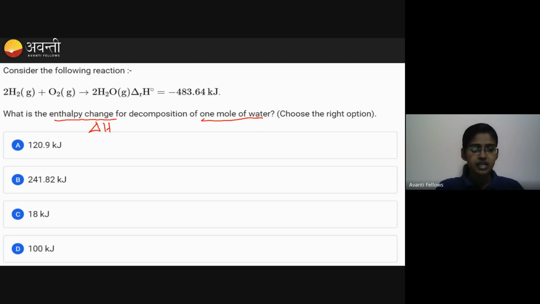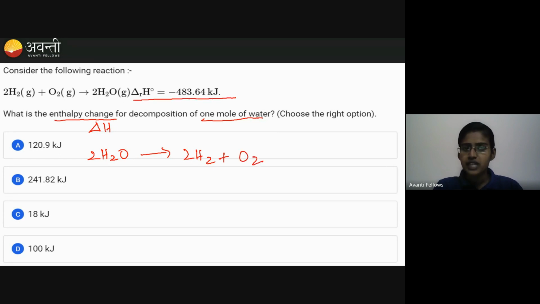So let me write that equation. First, let me reverse this equation. If I reverse this equation, what I will get? 2H2O giving 2H2 plus O2, right? Now, since I have reversed this equation, I have to change this minus symbol to plus. So it will be delta H R naught is equal to plus 483.64 kilojoule. Okay? So this is the delta H value.